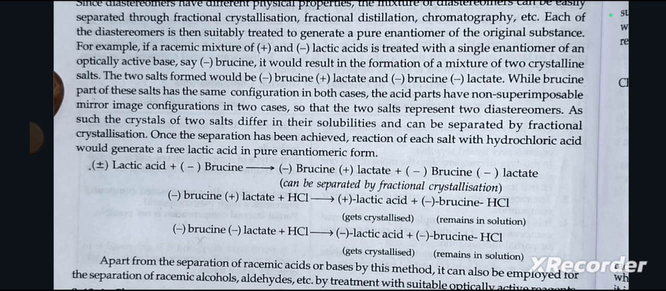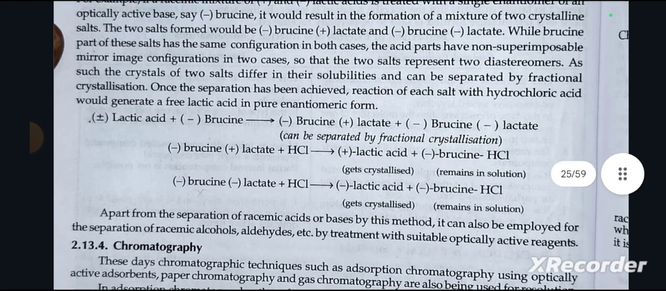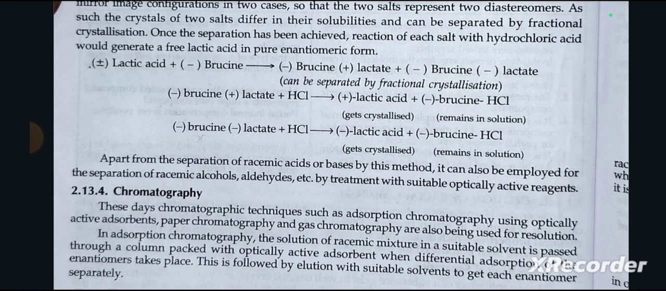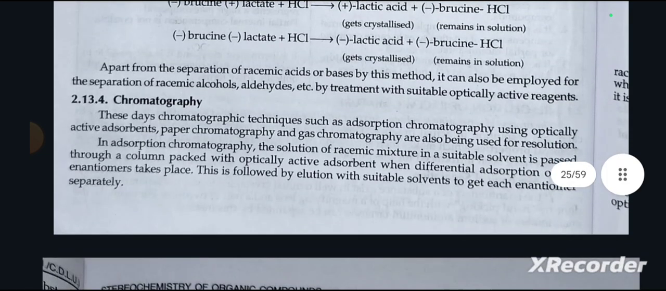Plus minus lactic acid plus minus brucine gives minus brucine plus lactate and minus brucine minus lactate, which can be separated by fractional crystallization. Minus brucine plus lactate plus HCl gives plus lactic acid, which gets crystallized, while minus brucine HCl remains in solution. Minus brucine minus lactate plus HCl gives minus lactic acid, which gets crystallized, while minus brucine HCl remains in solution. Apart from the separation of racemic acids or bases by this method, it can also be employed for the separation of racemic alcohols, aldehydes, etc. by treatment with suitable optically active reagents.